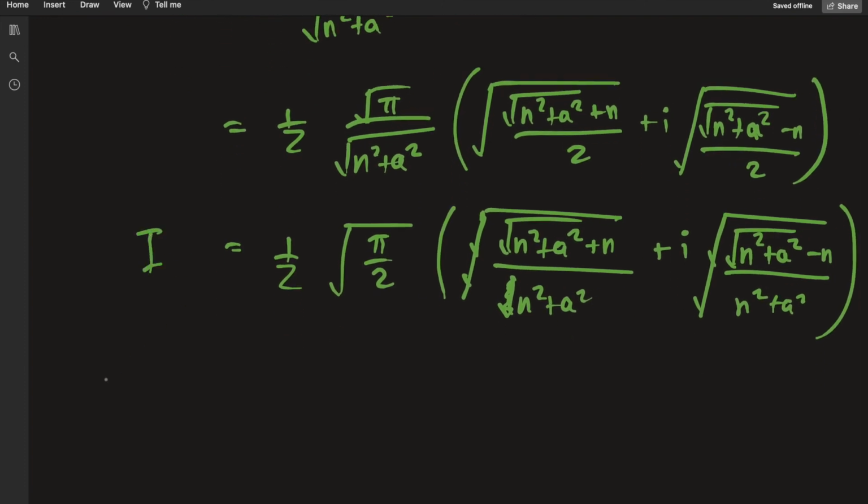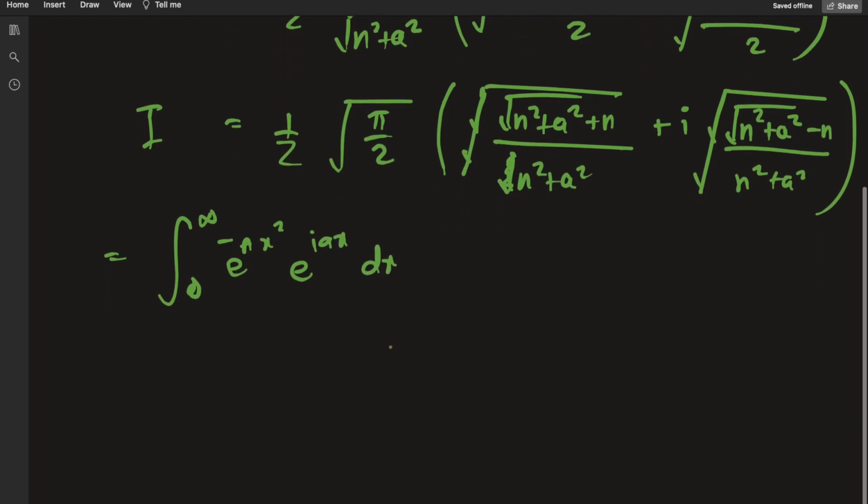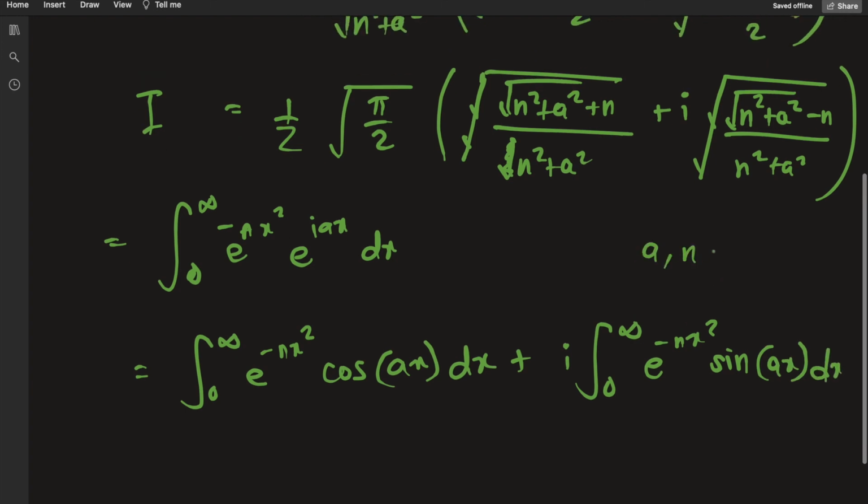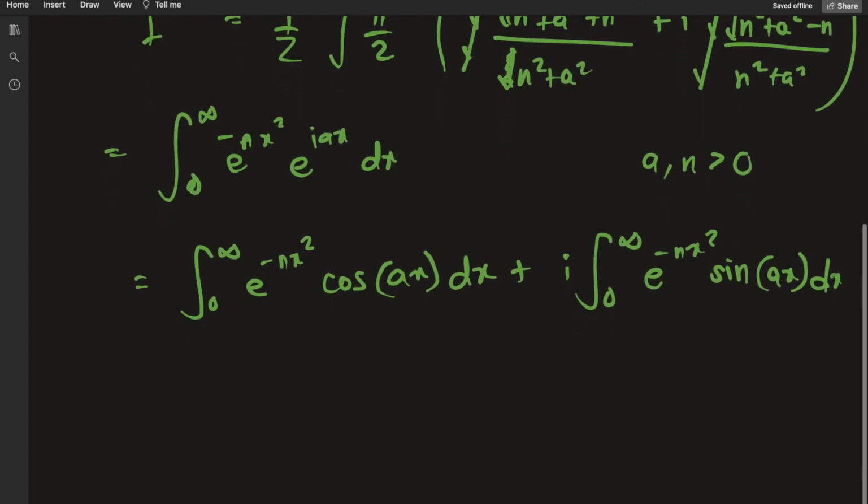And well, what's I? I is the integral from 0 to infinity of e to the negative n x squared e to the iax dx, which you can split as the integral of e to the negative nx squared cosine of ax dx plus i times the integral from 0 to infinity of e to the negative nx squared sine of ax dx, under the condition that a and n are both non-negative rather. They could be 0 though.